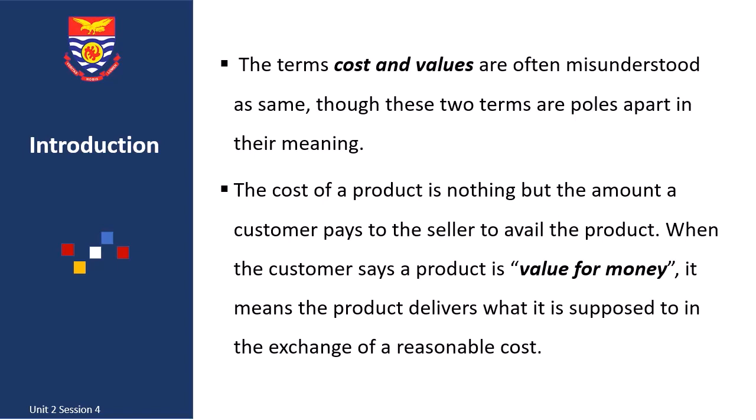So a customer is said to have achieved value for money when the product delivers what it's supposed to deliver in exchange for a reasonable cost. So the distinction you have to make is that cost is what you give up to acquire a product or service, but value is the satisfaction or the expectations that the product meets when you compare the costs as well as the benefit from the product.